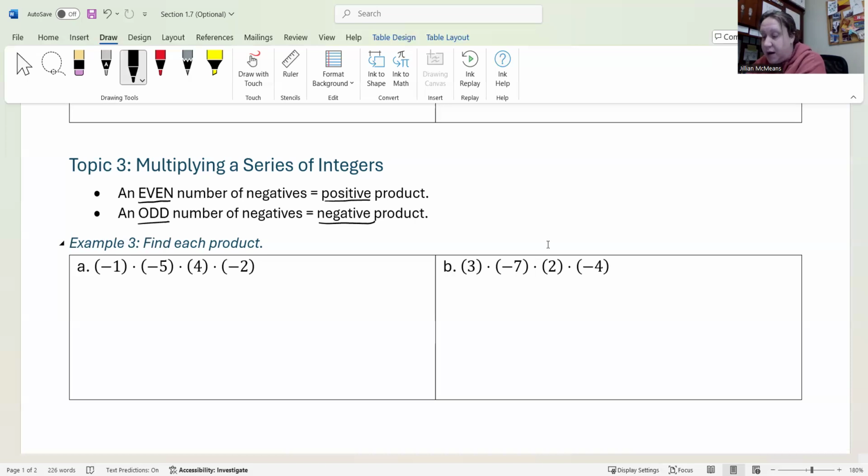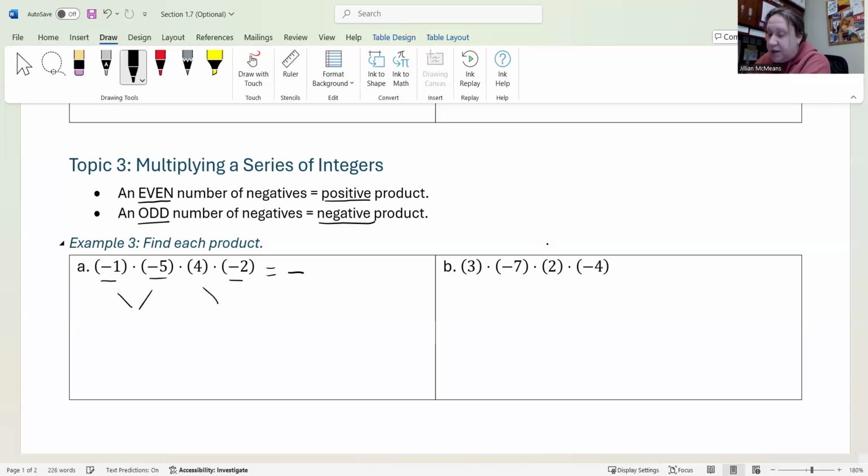It says find each product. So what I like to do is go through and just count the negatives first. So for part A, I have 1, 2, 3 negative integers. Because that's an odd number, 2 of those negatives are going to pair up to become a positive. But then that last negative integer is just going to keep the whole product negative. So I'm going to get negative something. And then as for how you would multiply here, you can multiply 2 by 2, you can multiply from left to right, whatever works for you. Just make sure all of the integers are part of the product.